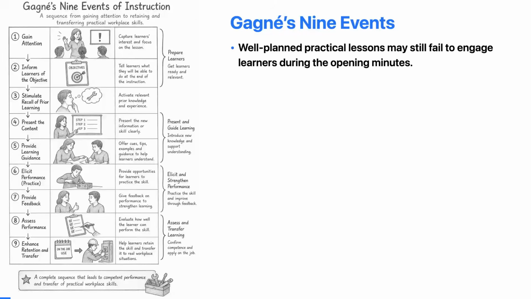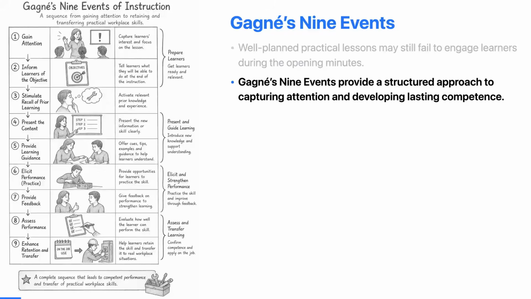Have you ever wondered why a well-planned practical lesson can still fail to engage learners in the first few minutes? Gagné's 9 events of instruction in technical and vocational education and training offers a structured way to design learning that captures attention, builds competence, and supports lasting performance.